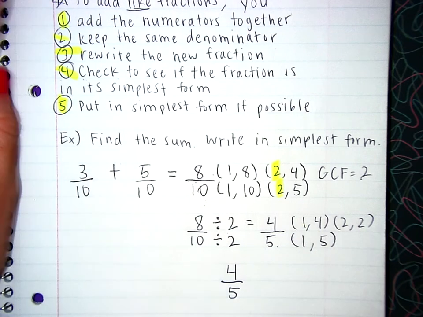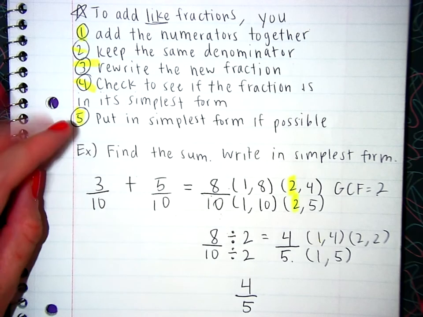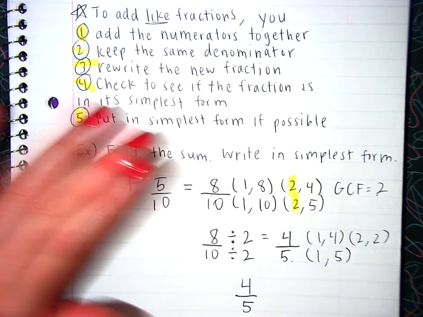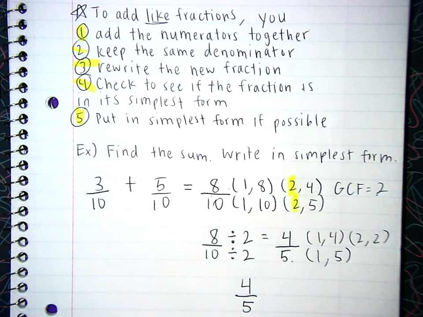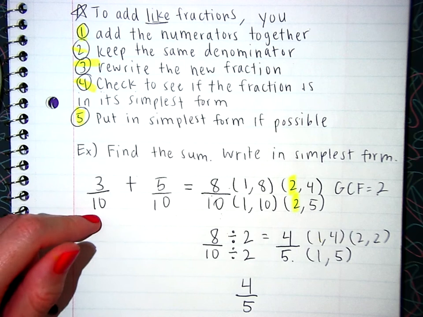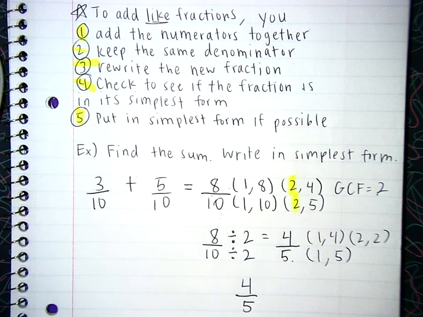So make sure you go through the 5 steps when adding the like fractions. It's super easy just to add the numerators together and keep the same denominator. You can go through it very, very quickly. It's making sure that it's in its simplest form. That's where you have to put in more work. Remember, if you don't put it in its simplest form, you will not get full credit because that is not the final answer. So that is how you add like fractions.